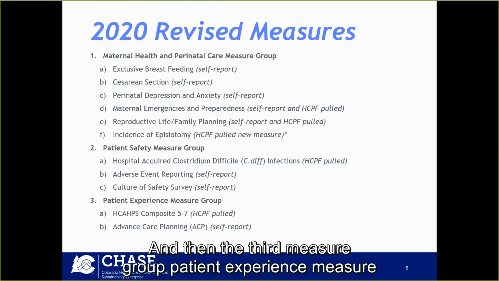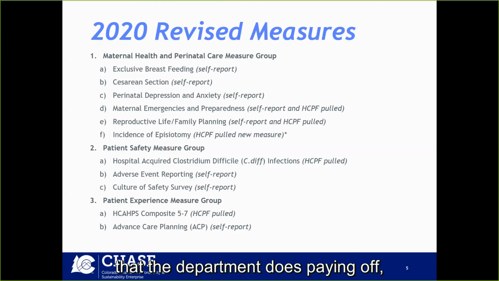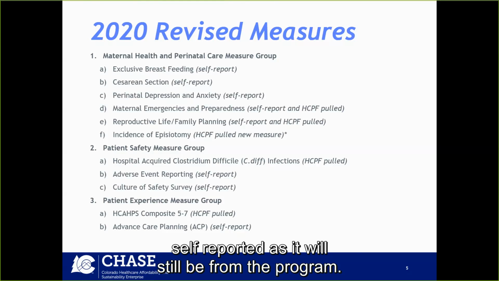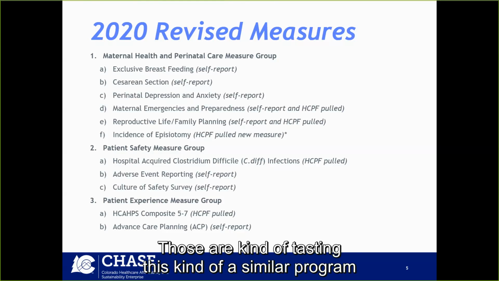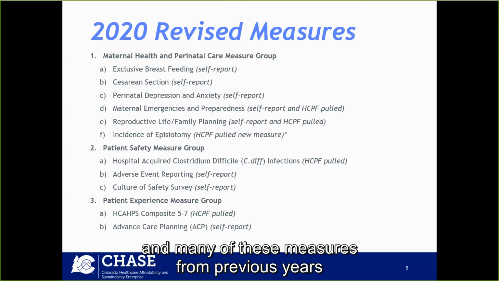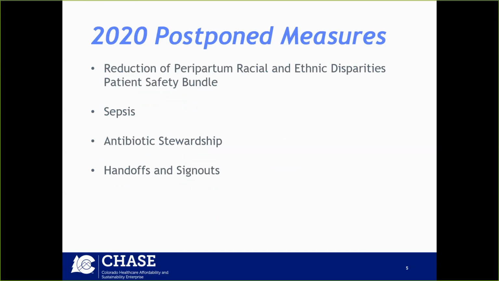And then the third measure group, the patient experience measure group, has HQIP composites 5 through 7. That is information that the department does obtain, so the hospitals aren't responsible for pulling in that data. That'll still be in place. And then the advanced care planning measure is a hospital self-reported measure that will still be in the program. So those are basically the similar program that you saw last year, and many of these measures from previous years before. We can go to the next slide.